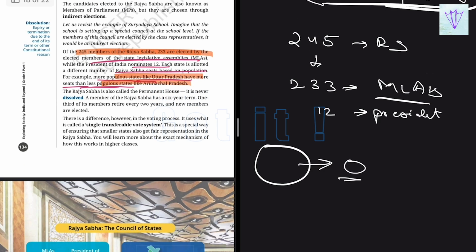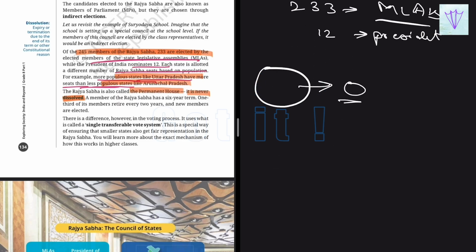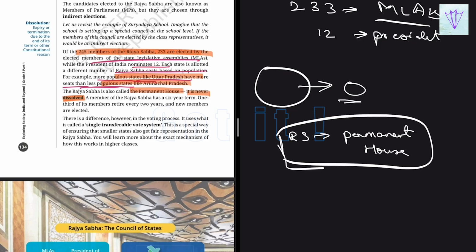So the Rajya Sabha is also called the permanent house. It is never dissolved. So it is important to remember that Rajya Sabha is called the permanent house. Its term is fixed and the members remain. So it is a permanent house. It will never be dissolved.